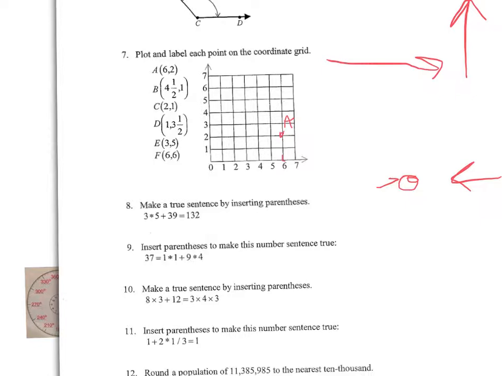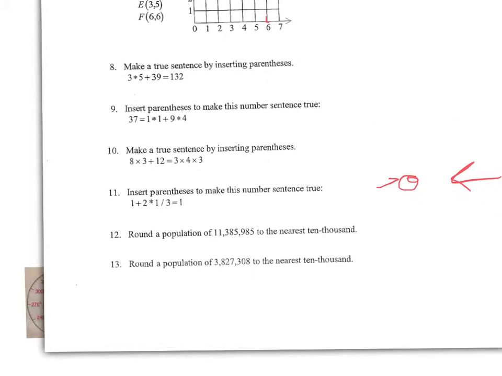Next one says make a true sentence by inserting parentheses. What you do is you just have to figure out if you put parentheses either around here or around these two. So you have to figure it out. Work them both out. In this case, it would be the parentheses around the 5 and 39, because if you add those together, you get 44. And it'd be 3 times 44, and that would equal 132.